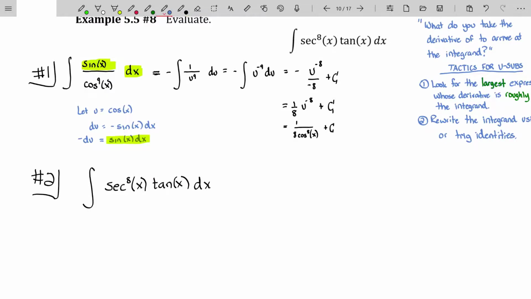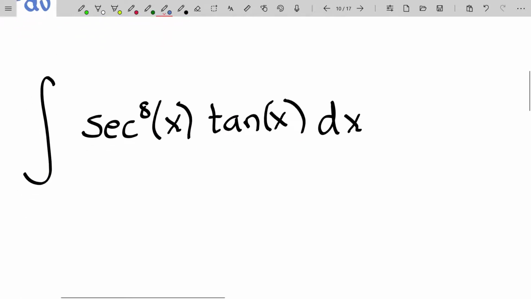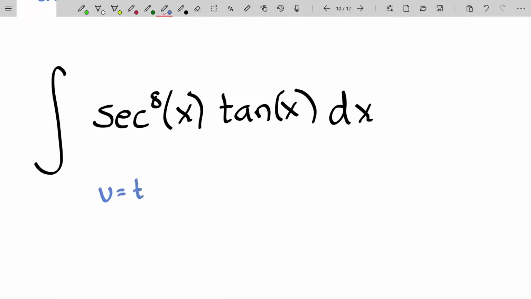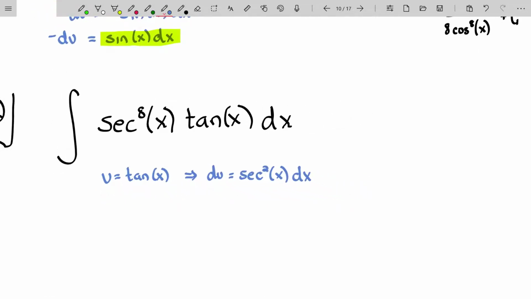A lot of students will do that, and that's perfectly fine. u equals tangent of x implies that du is equal to the secant squared of x dx. Now, if you do this substitution, you have to ask yourself, do you have 2 powers of a secant to steal away times a dx? And you do, actually. Let me showcase that.